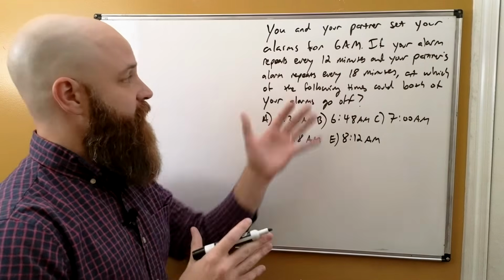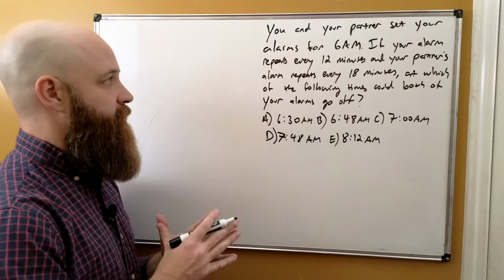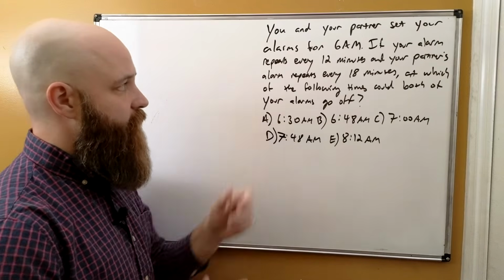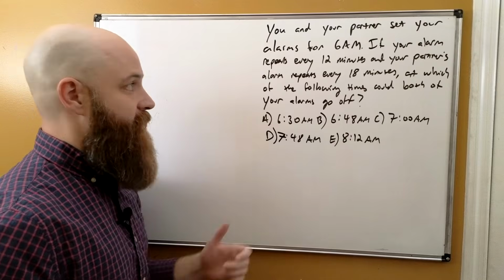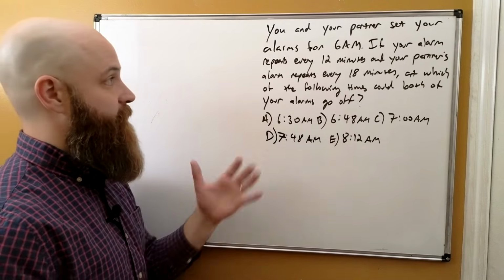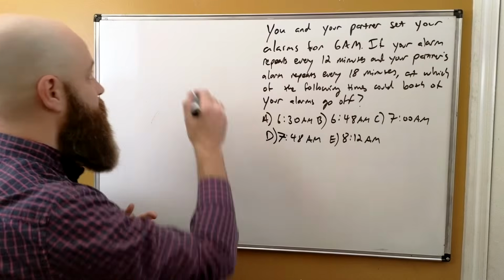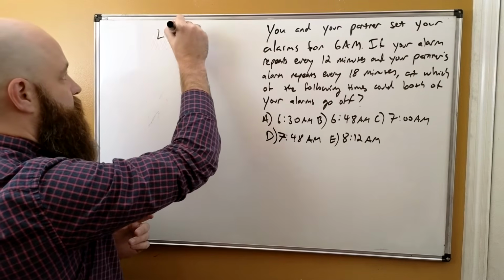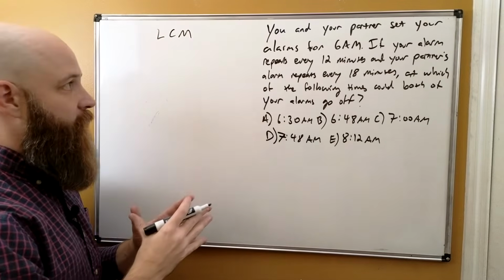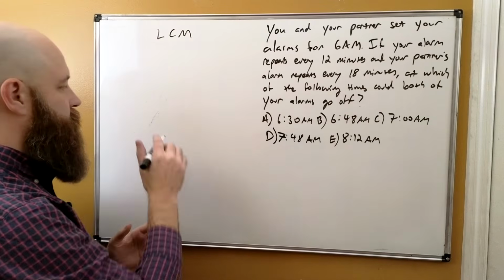Okay, so if I think about it, what I'm essentially looking for here is a number that's a multiple of both 12 and 18. A number that's a multiple of 12 and 18 is going to be a time that both the alarm clocks would go off. So that gets me thinking about least common multiple. So let's explore that a bit. What would it mean for something to be the least common multiple of 12 and 18?